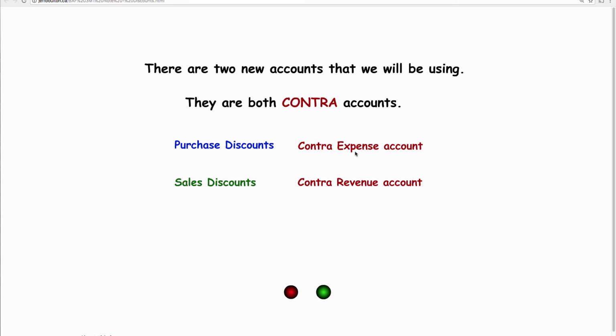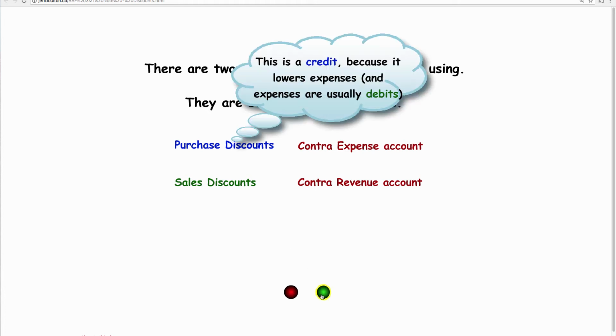It reduces expense. Sales discounts is a contra revenue, right? So instead of the money that your customer was supposed to give you, you give them a discount and they pay you a bit less, so that lowers your revenue. So it's a contra revenue account.